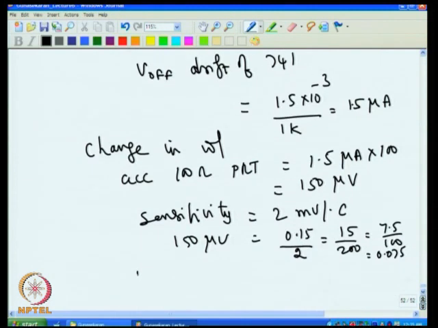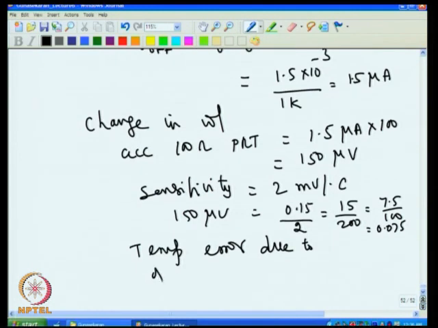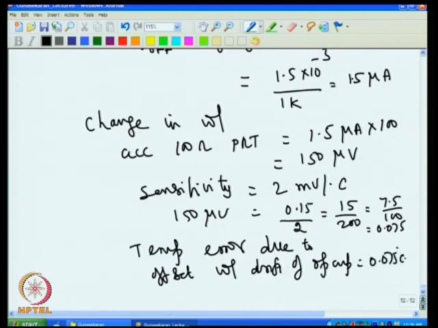So the temperature error due to the offset voltage drift of the op-amp is 0.075 degree, which is very small. So one need not go for a high cost low drift op-amp. 741 itself is good because the error that will come is less.